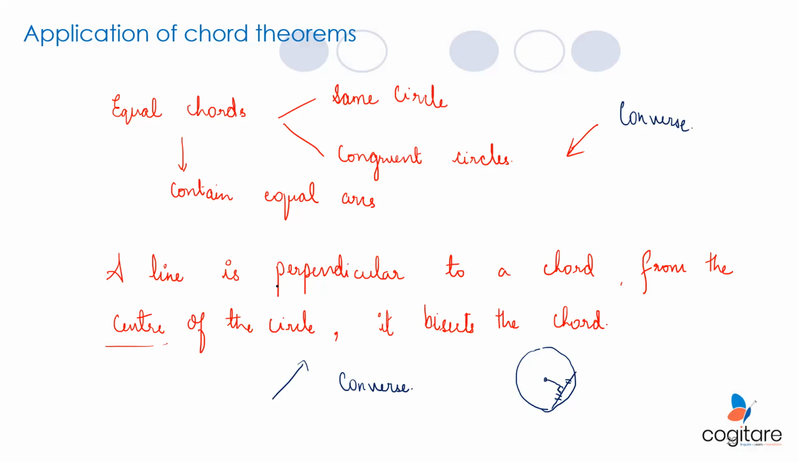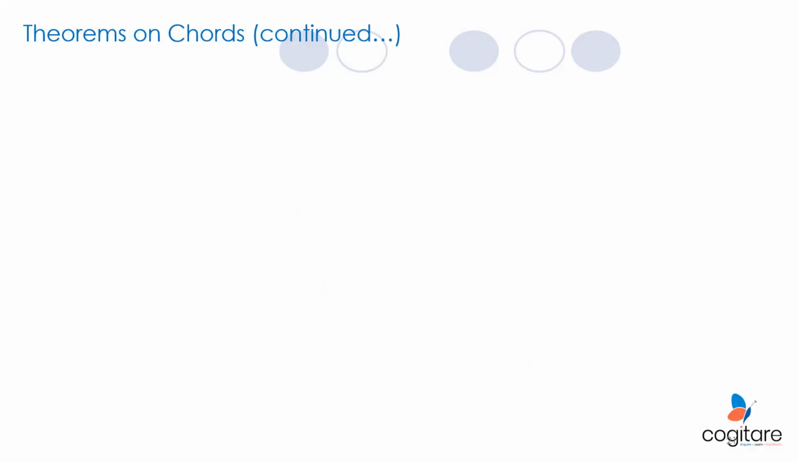And we also worked on a few scenarios where we could apply each of these theorems, right? So shall we now look at other theorems with respect to chords? So here we are, there is a circle, the beautiful symmetrical shape. We have a circle, O is the center of this circle.